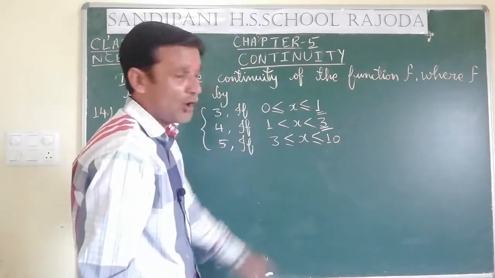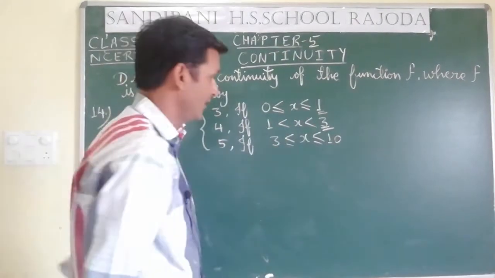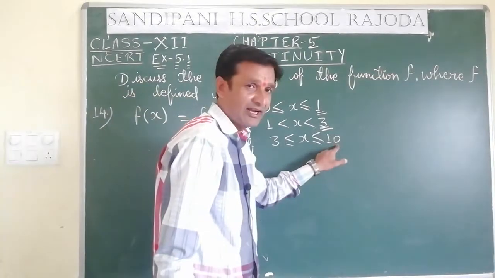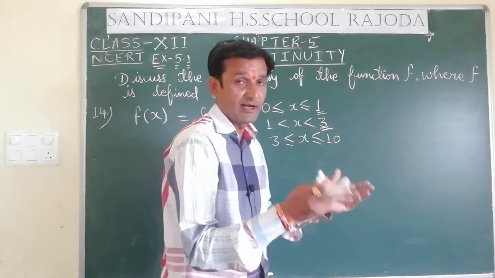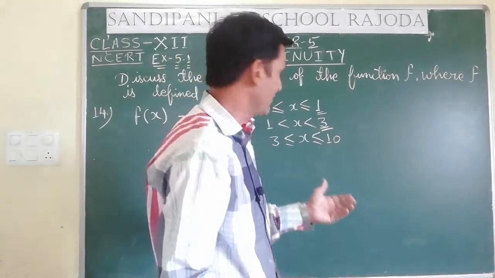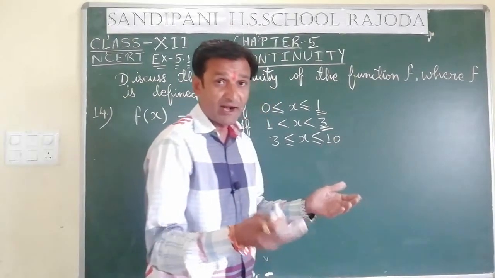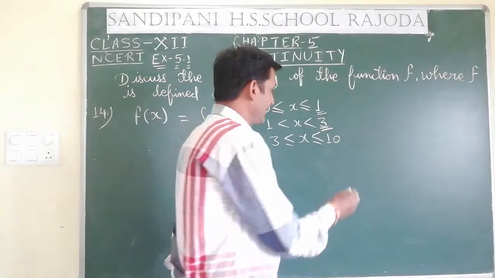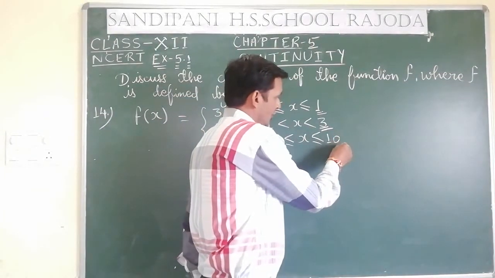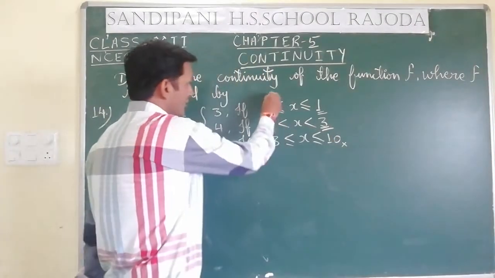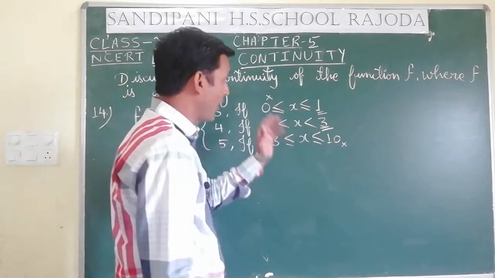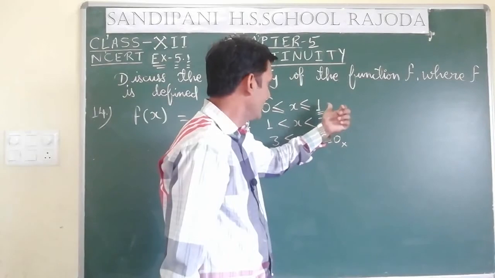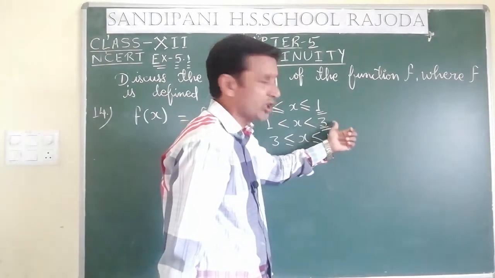What about 10 now? See, for less than 10 we can discuss, for equal to 10 we can discuss, but for greater than 10 it is not possible to discuss because we are unable to solve the RHL, so we can't discuss it at point 10. So this is not a point to discuss, this is also not a point to discuss. The points to discuss the continuity are either 1 or 3.